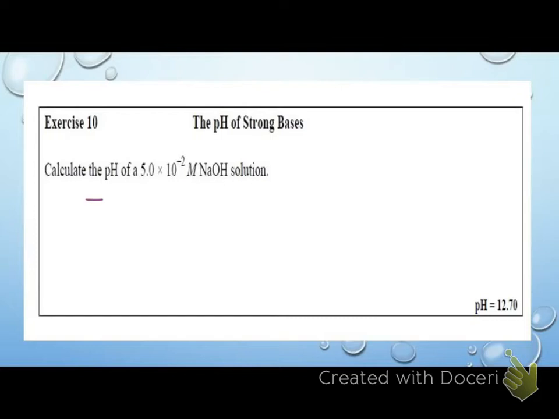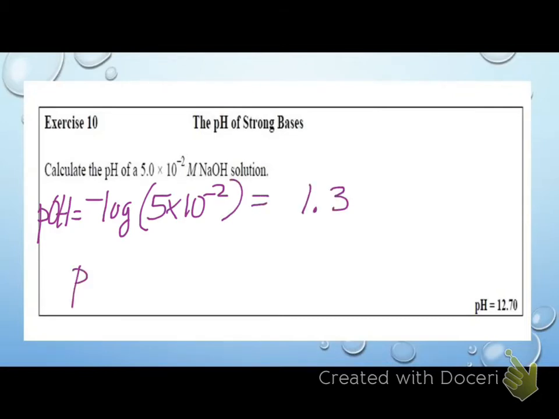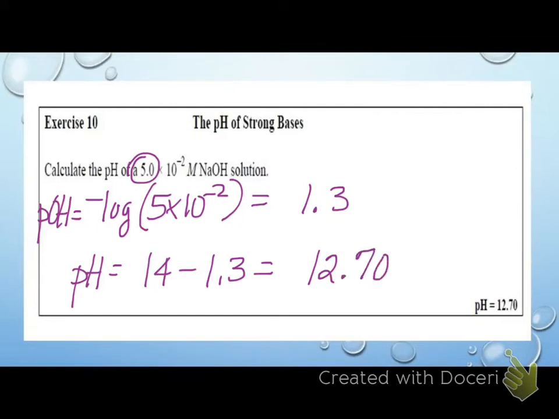We are going to take the negative log, because this is going to give us POH because we're dealing with hydroxide. So negative log of 5 times 10 to the negative 2, which is going to give us 1.3. So the pH is going to be 14 minus 1.3. Since we have 2 sig figs here, we need 2 decimal places for our pH, so it would be 12.70 is our pH, which we would expect it to be basic. It's got a fairly high concentration of sodium hydroxide. Okay? So we're good with pH of strong acids and strong bases? They're the easy ones.